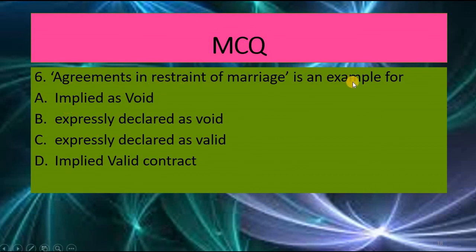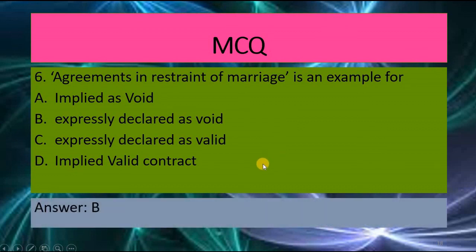Agreement in restraint of marriage is an example of what? Expressly declared as valid, implied valid contract. Agreement in restraint of marriage. Hope you recall the answer. It is B, expressly declared as void. Agreement in restraint of marriage, in restraint of trade, or in restraint of legal proceedings.